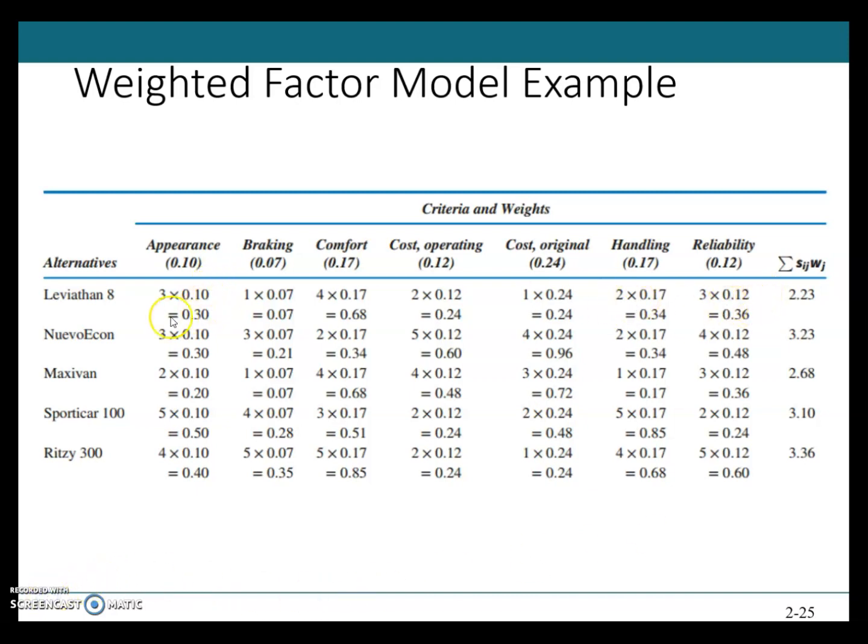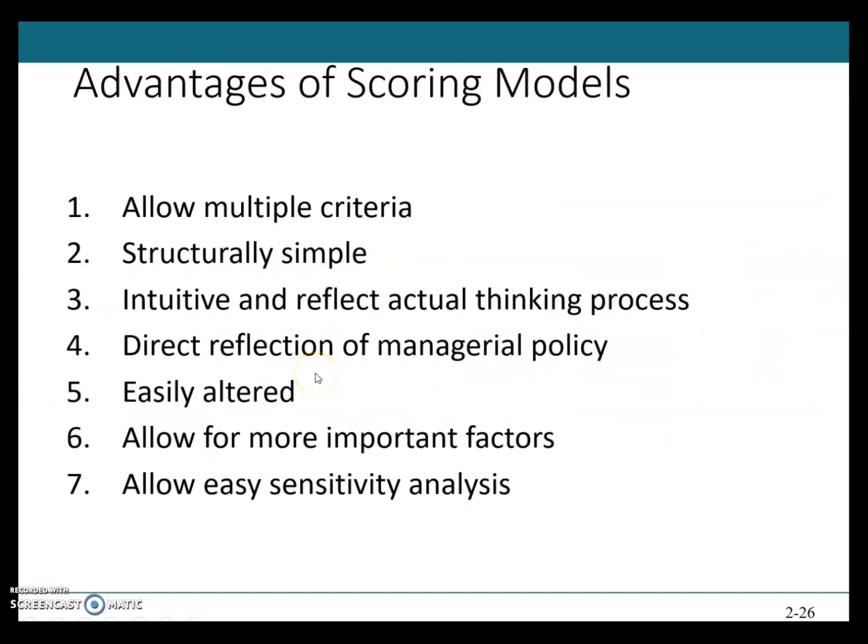So in the end, the scores for each alternative are added, and then the total score is obtained. Scoring models have their own characteristics, advantages, and disadvantages. So these models allow multiple criteria to be used for evaluation and decision making, including profitability models, and both tangible and intangible criteria.